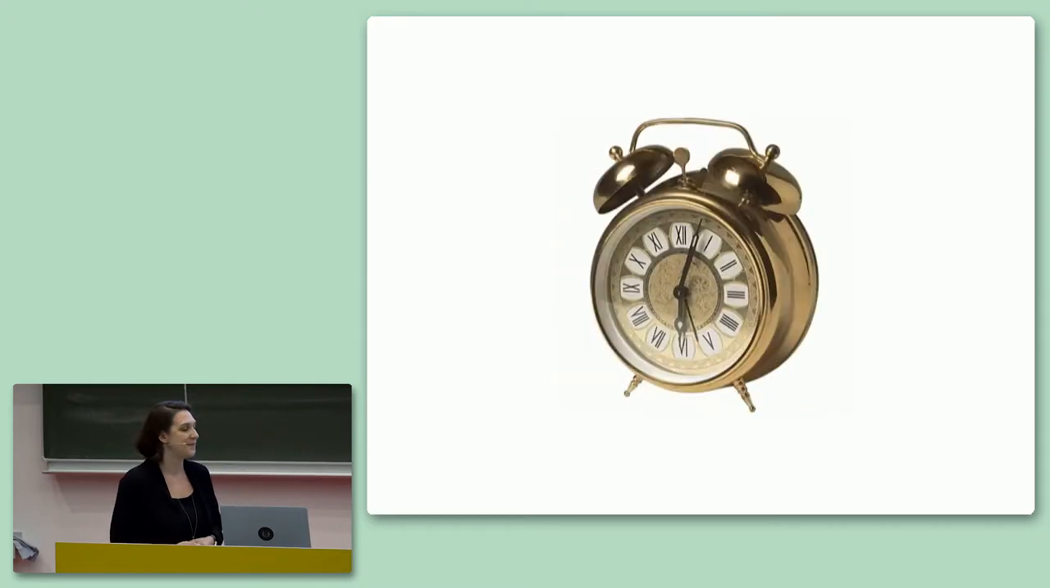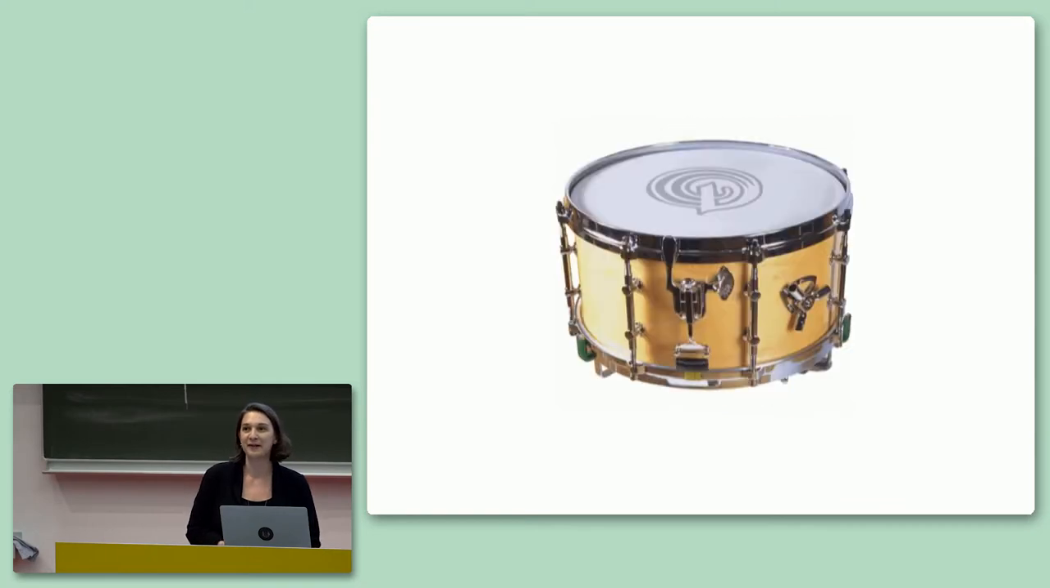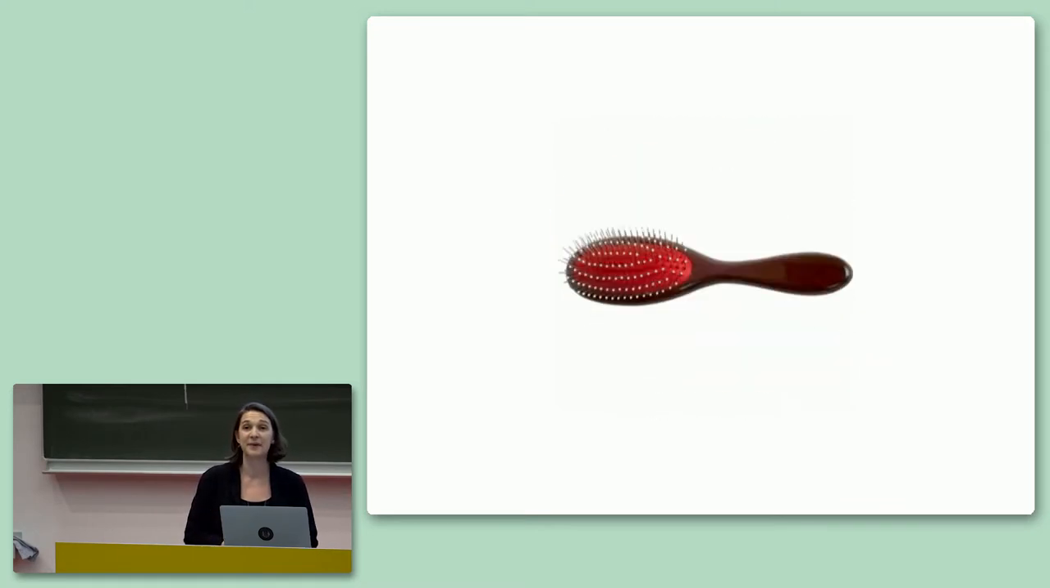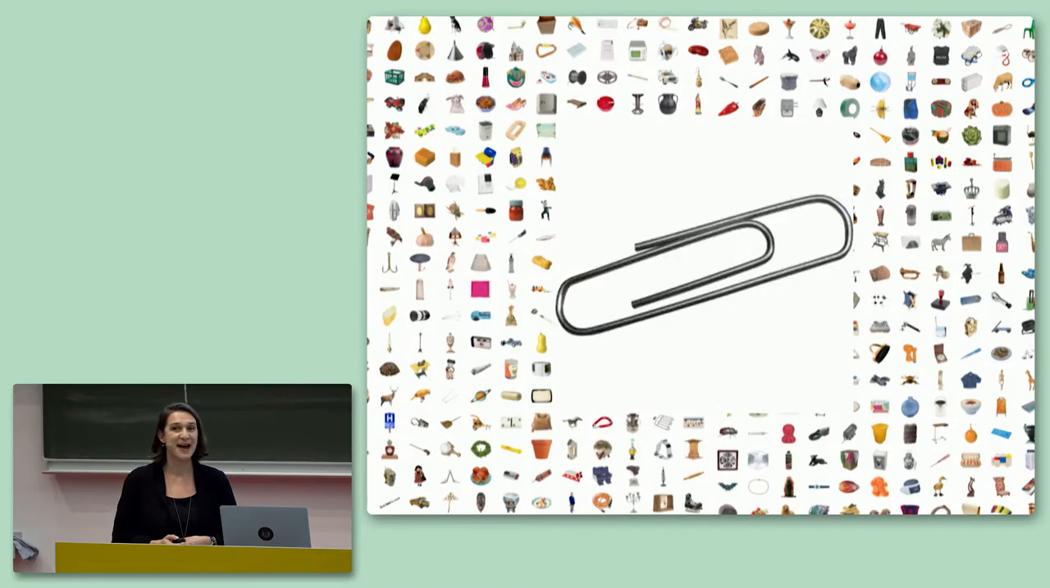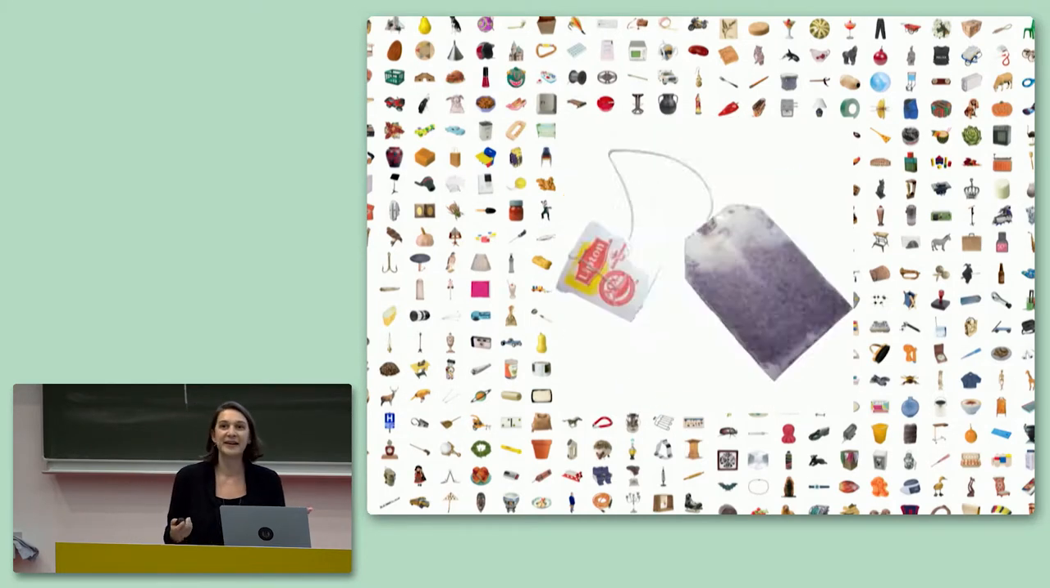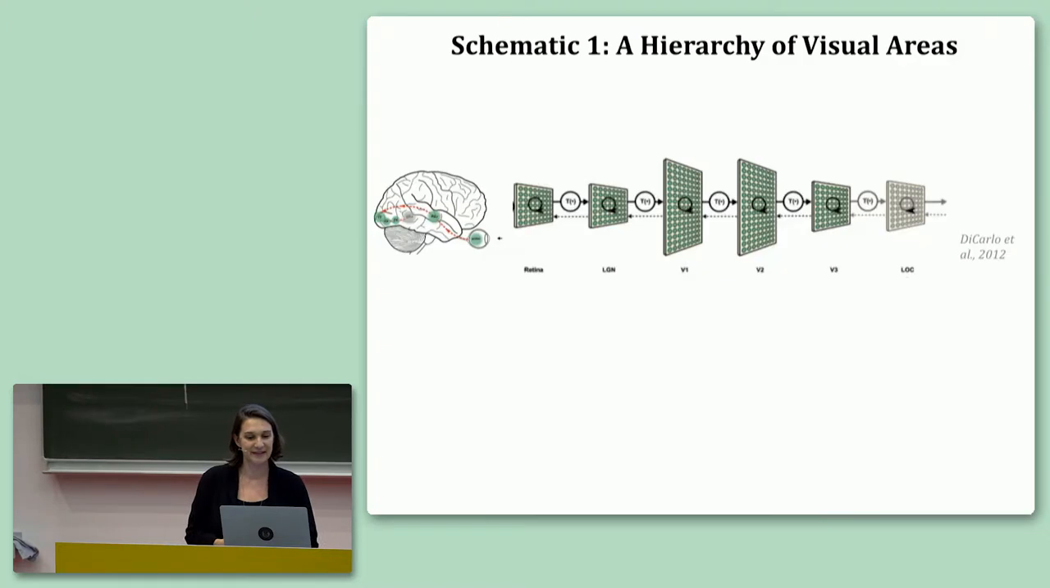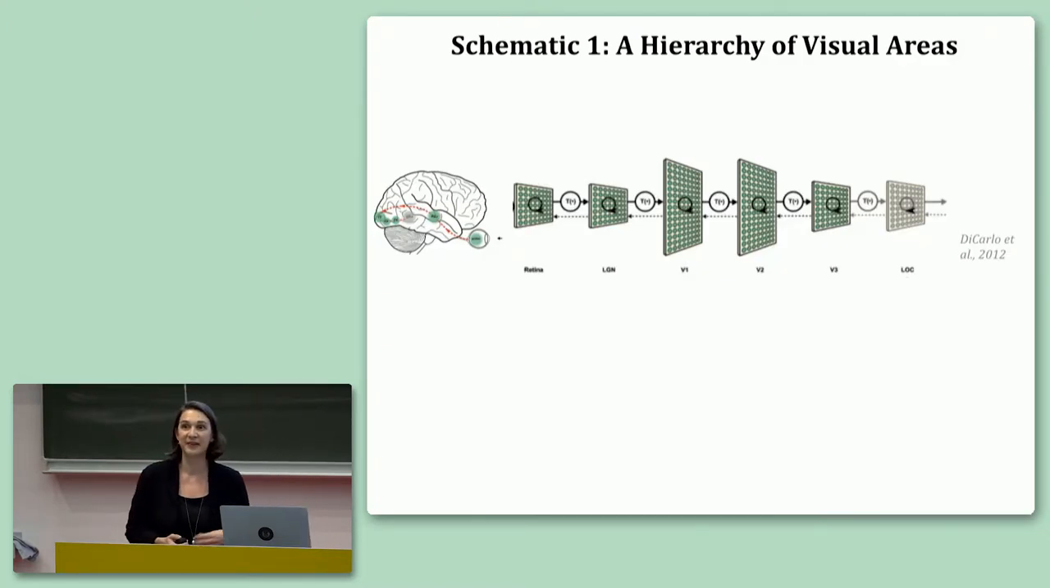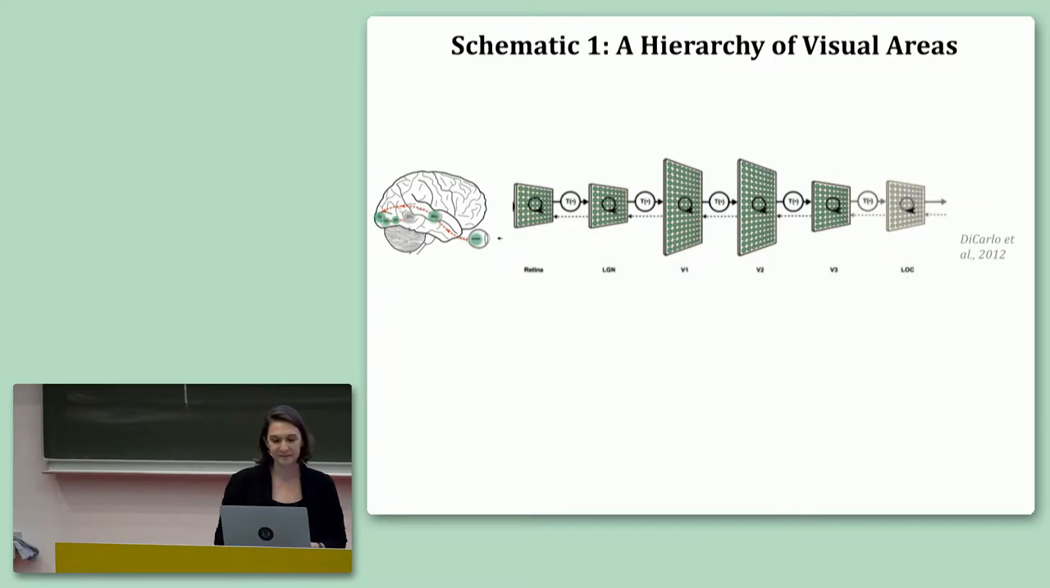Today, I'm going to talk about object representation. You can effortlessly discriminate amongst these and recognize them from among thousands of different options. So what is the nature of the representation that allows us to do this? The typical schematic that I think you've probably all seen, either in brain form or in artificial neural network form, is something like this. Information gets relayed through different stages along the ventral stream: retina, transformed to LGN, to V1, V2, V3, and onward into object selective cortex.